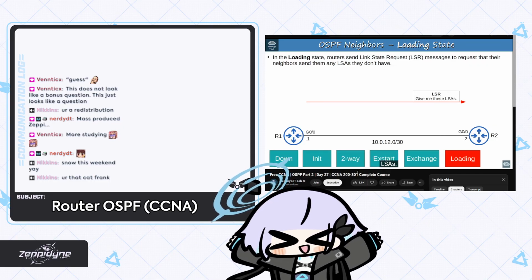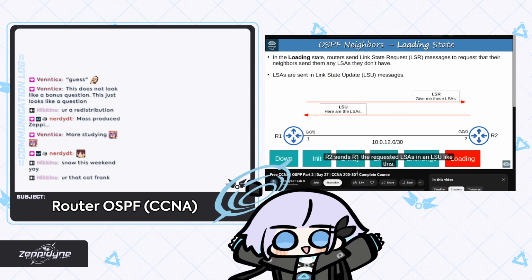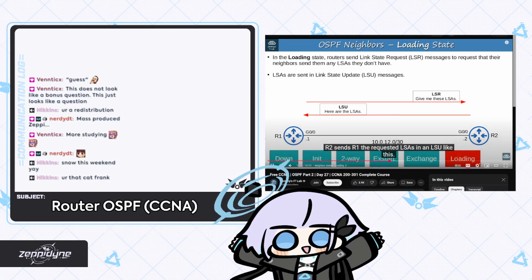How do you know what LSAs are missing? Then the LSAs themselves are sent in link state update, LSU messages. R2 sends R1 the requested LSAs in an LSU like this.